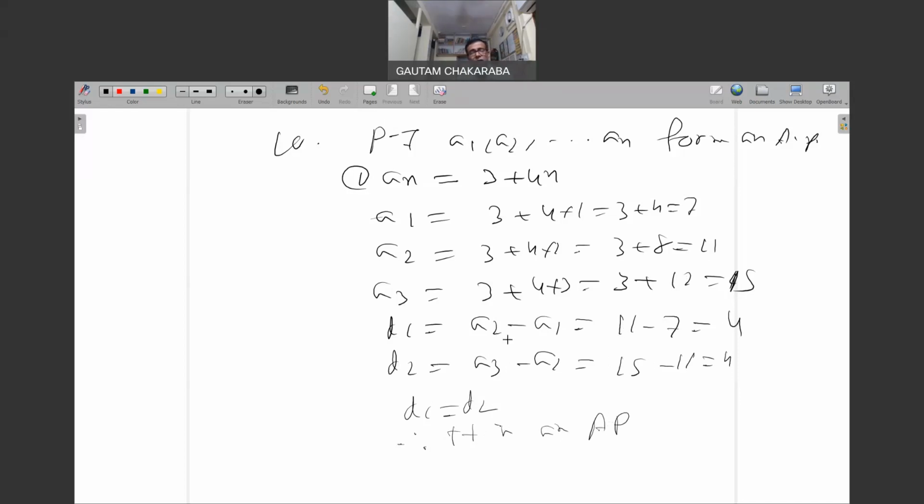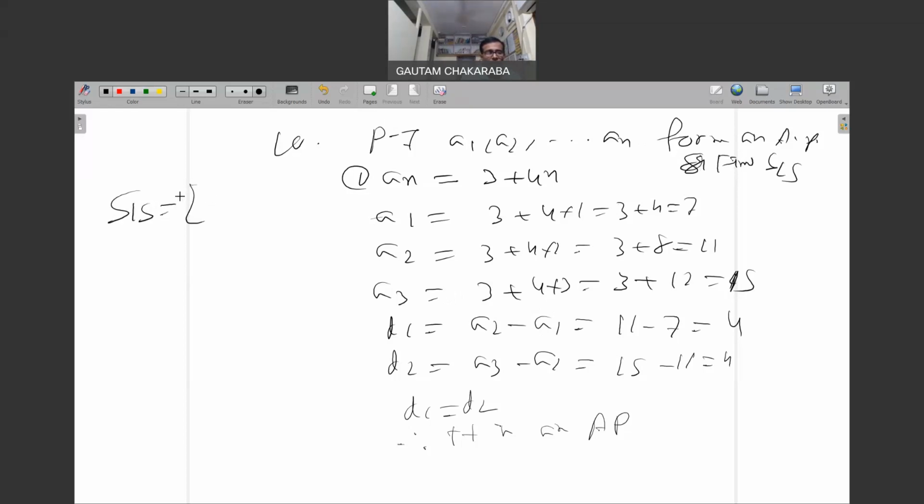This is the format. How can you prove this sequence is an AP? If the consecutive common differences are the same, then we say it is an arithmetic progression. After that, it says also find the sum of first 15 terms, S15. Now you can apply the identities.